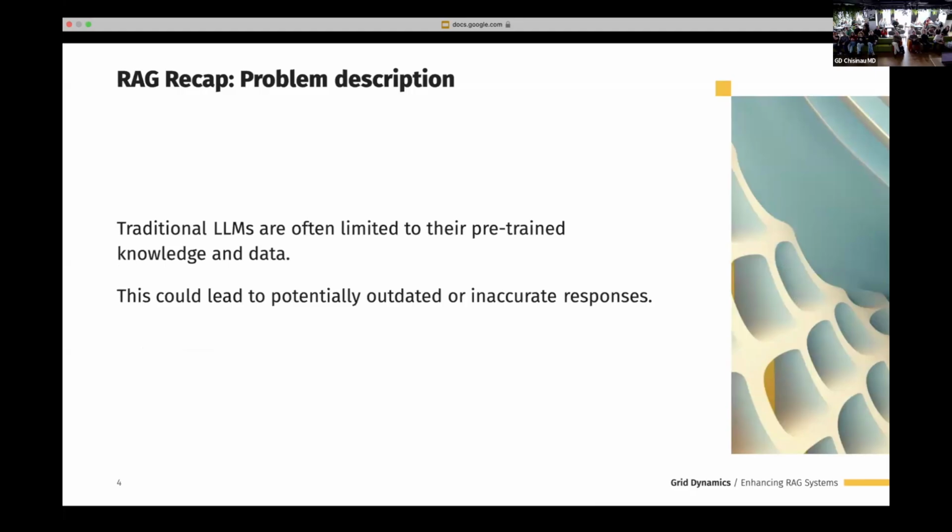So let's start with what RAG is and why RAG appeared. We know LLMs, we don't need to talk about them, and they are limited by their pre-training data. This means they are limited to the data from the period of time when they were trained, so they cannot know all the answers. This can potentially produce outdated and inaccurate responses. RAG systems try to solve this by giving the LLM the right context on how to answer the question.